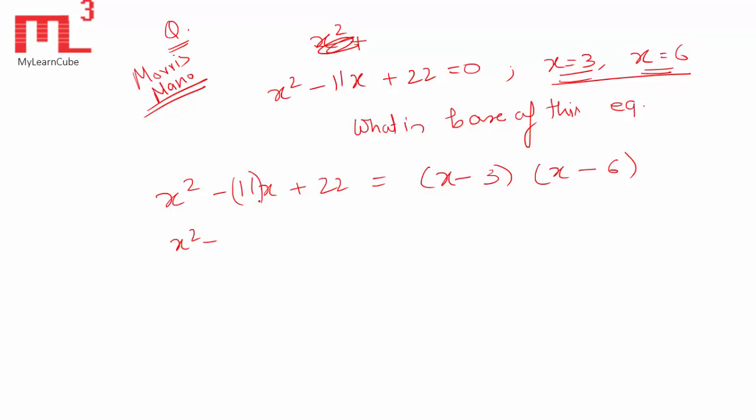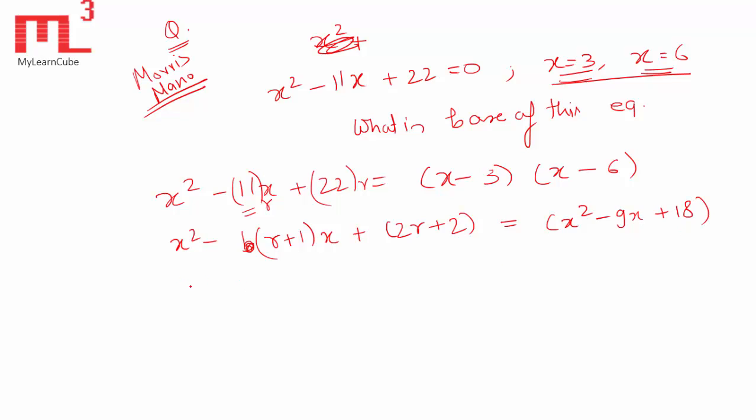So my approach is again to take, suppose the base is r. We can solve this by converting it into decimal. (r + 1) into x plus (2r + 2), this is base r, is equal to, I think, x² - 9x + 18. Now solve this equation again.